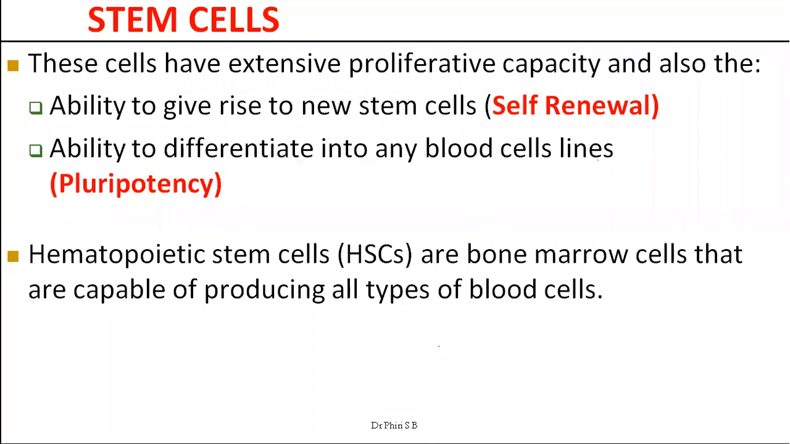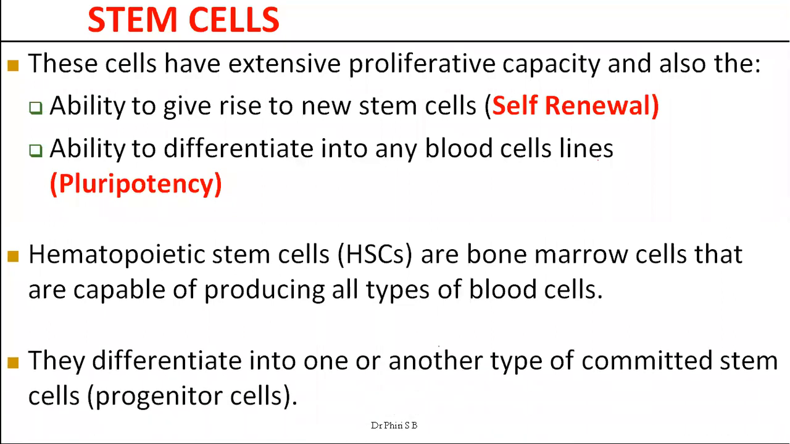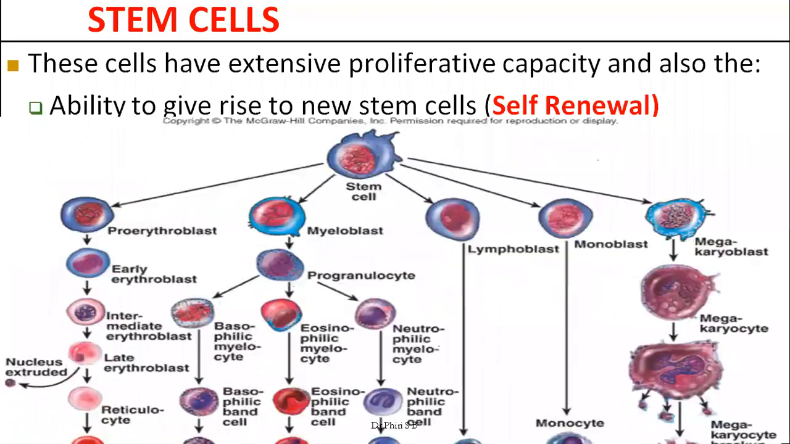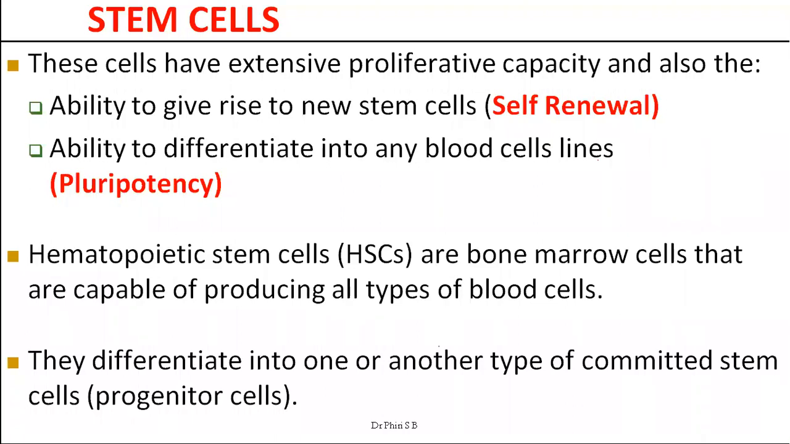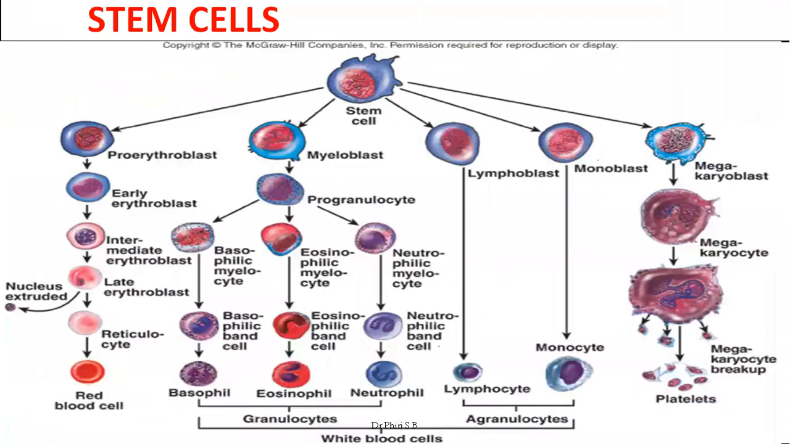So like I said, you have these hematopoietic stem cells, the long-term hematopoietic stem cells that are found within the red bone marrow. They are capable of producing all types of blood cells, but they can differentiate into another type of cells which are called committed cells. So these committed stem cells are also called progenitor cells. The progenitor cells are the ones that are committed to becoming a particular blood cell. It could be a red blood cell, it could be a white blood cell, or it could be platelets. So the committed cells are not multipotent. They are more unipotent because they are committed to becoming a particular type of cell.